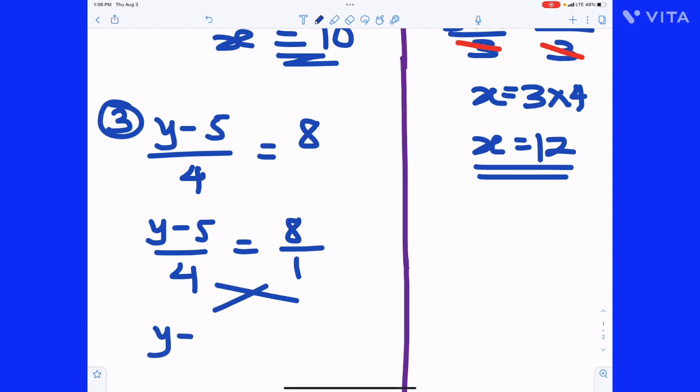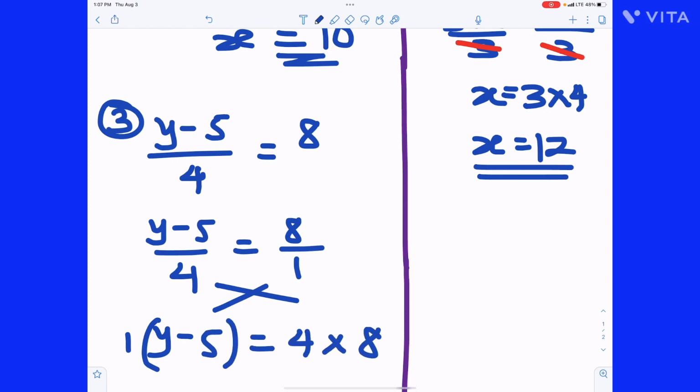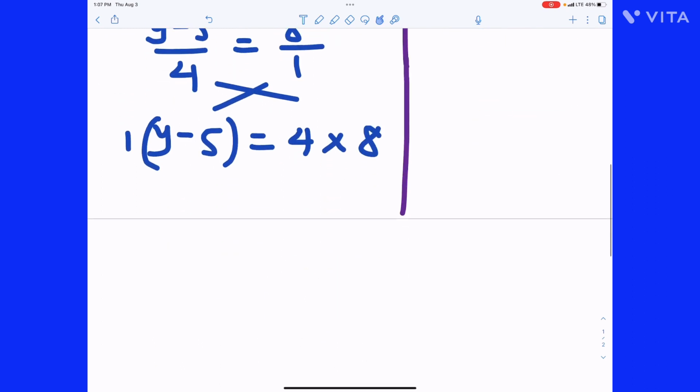So this will give you 1 times y minus 5 is equal to 4 times 8. What does that give you? Anything multiplied by 1 will stay the same way. So this stays as 1 y minus 5. So y minus 5 is 32.